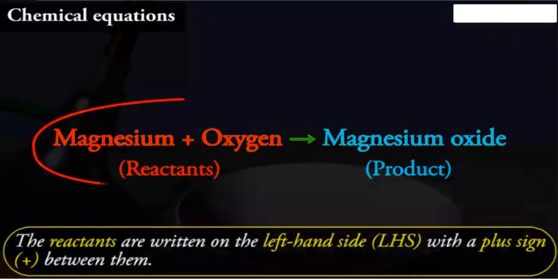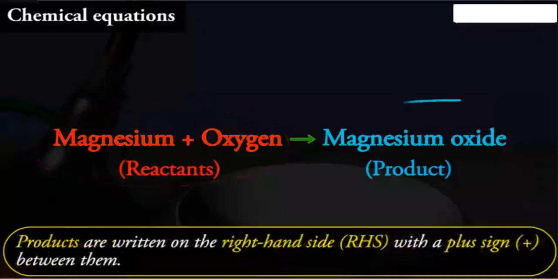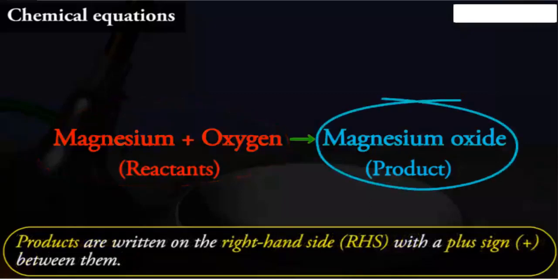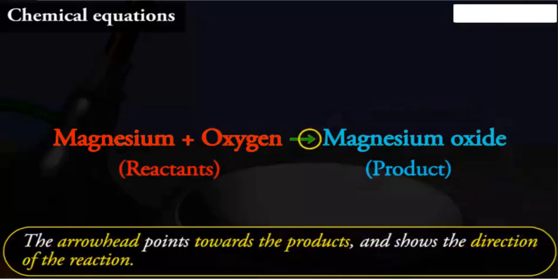The reactants are written on the left-hand side, that is LHS, with a plus sign between them. Similarly, products are written on the right-hand side, that is RHS, with a plus sign between them. The arrowhead points towards the products and shows the direction of the reaction.